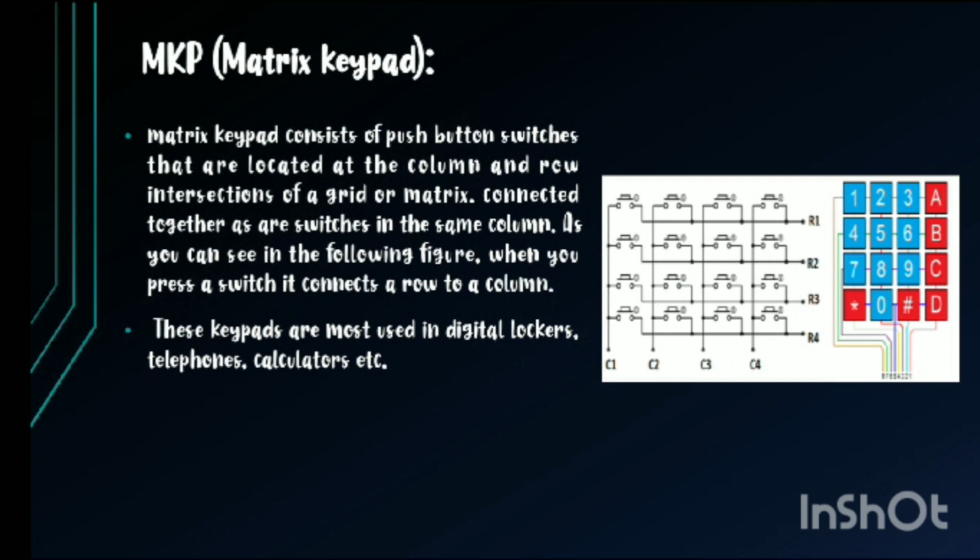The next requirement is MKP. It is matrix keypad. Matrix keypad consists of push button switches that are located at the column and row intersections of a grid or matrix, connected together as are switches in the same column. As you can see in the following figure, when you press a switch, it connects a row to a column. These keypads are most used in digital lockers, telephones, calculators, etc.